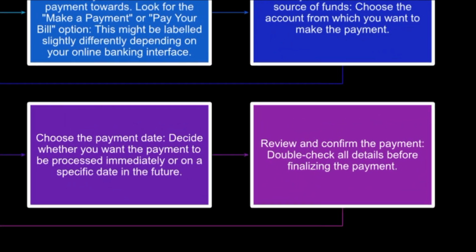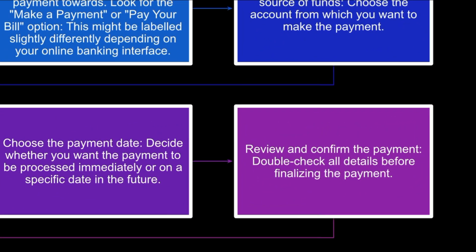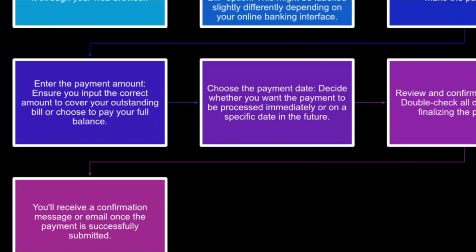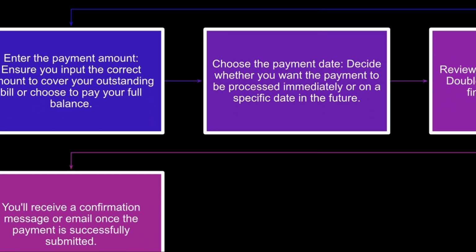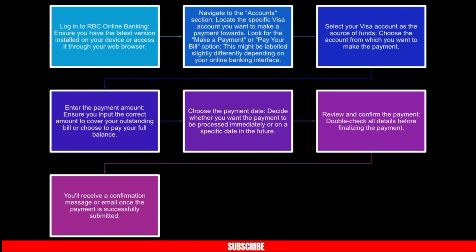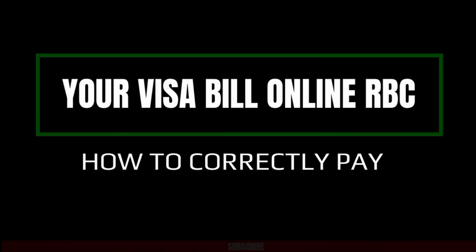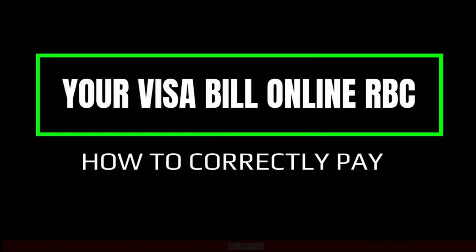Next, review and confirm the payment. Double check all the details before finalizing the payment. And at last, you will receive a confirmation message or email once the payment is successfully submitted. That's all. That's how you can correctly pay your Visa bill online on RBC.